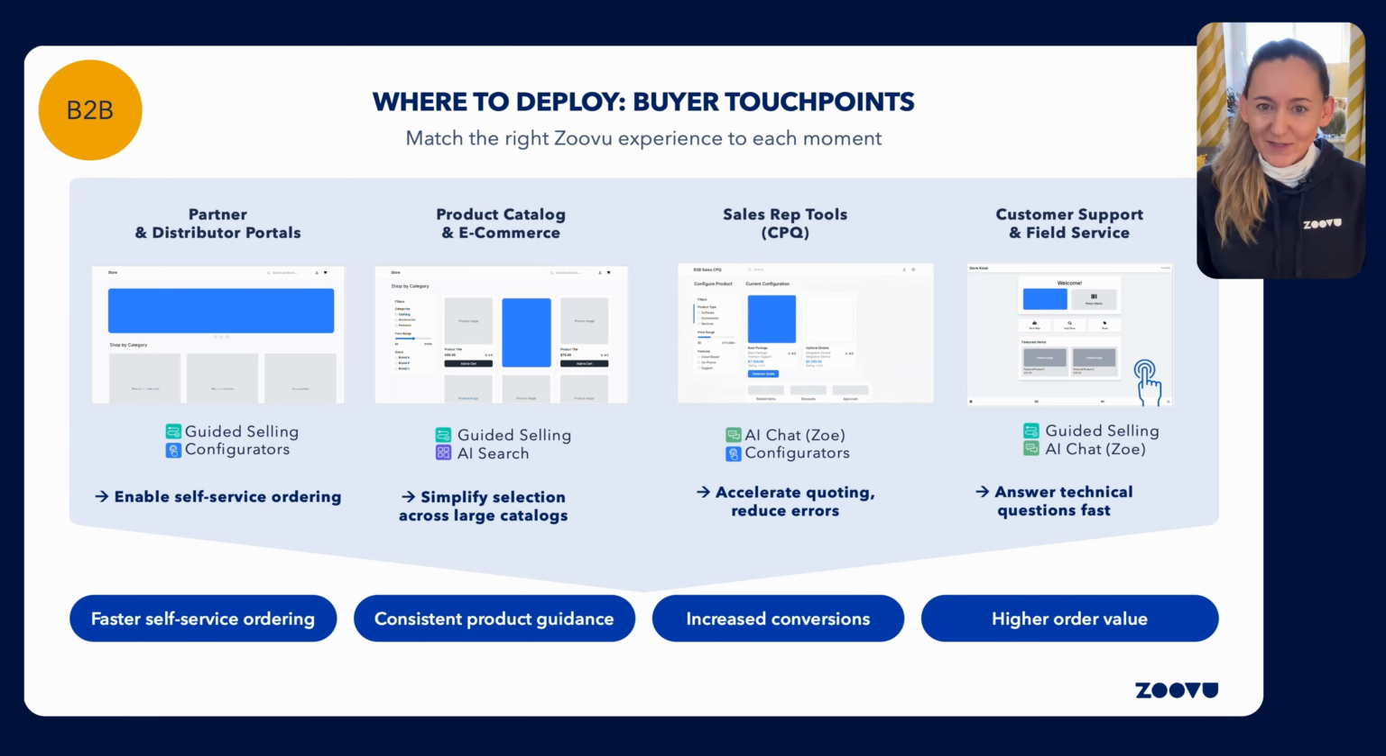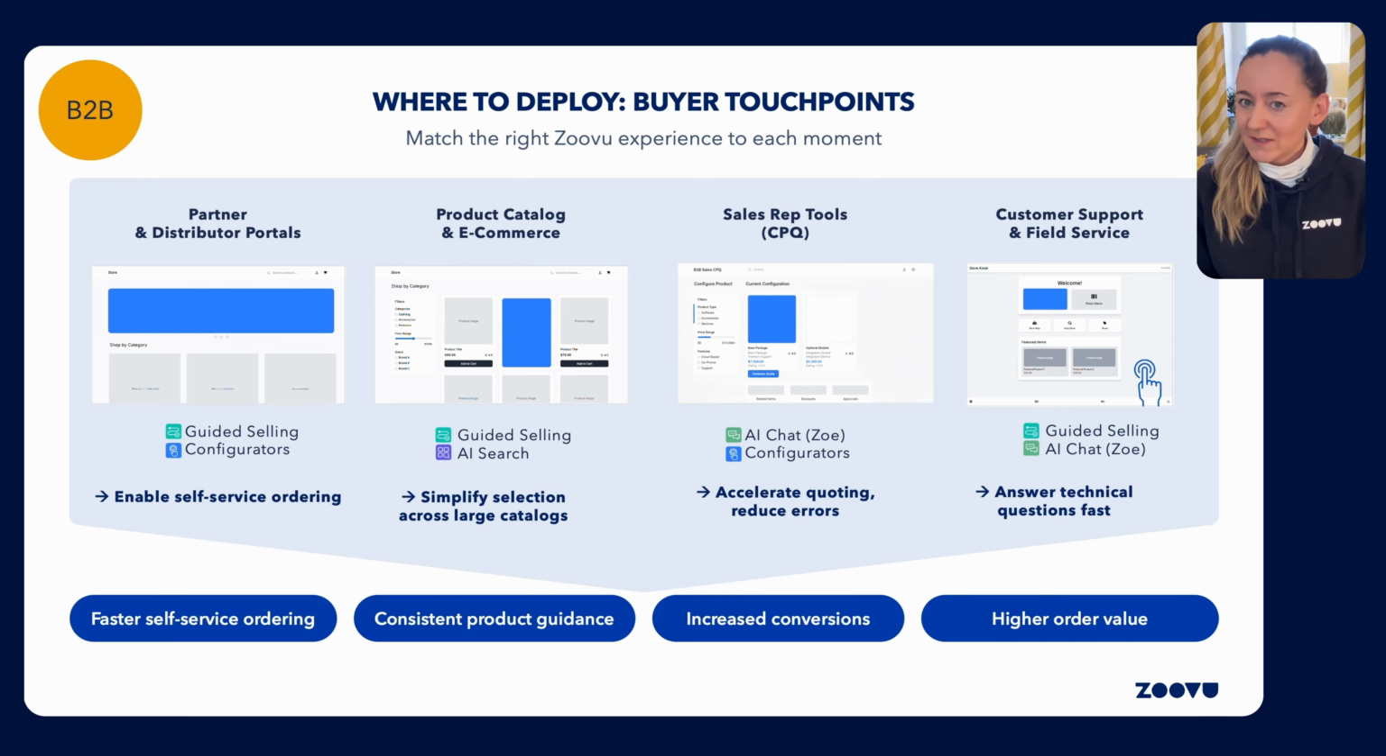Same idea in B2B, but different touch points. In partner and distributor portals, guided selling and configurators put self-service ordering in the hands of every buyer. In product catalogs and e-commerce, guided selling and AI search cut through catalog complexity and get buyers to the right product fast. For sales rep tools and CPQ, Zoe and configurators accelerate quoting and eliminate costly spec errors before they happen. And in customer support and field service, guided selling and Zoe answer technical questions instantly, right at the moment a field technician or support agent needs it. The right experience at the right moment across every touch point.